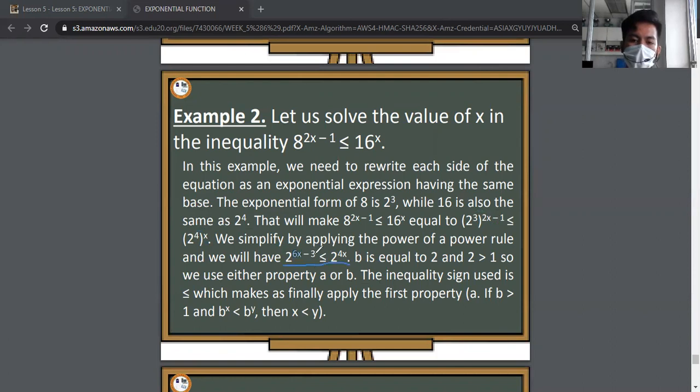2 raised to 6x minus 3 less than or equal to 2 raised to 4x, where b is equal to 2 and 2 is greater than 1. So, we use either property A or B. The inequality sign used is less than or equal, which means we apply property A: if b is greater than 1 and b raised to x is less than b raised to y, then x is less than y.